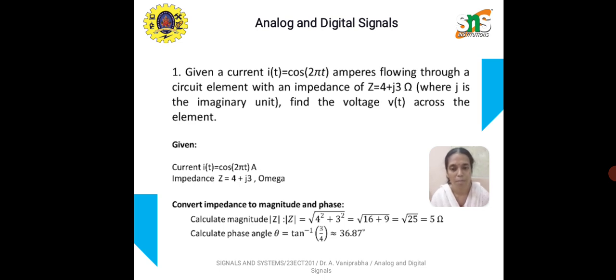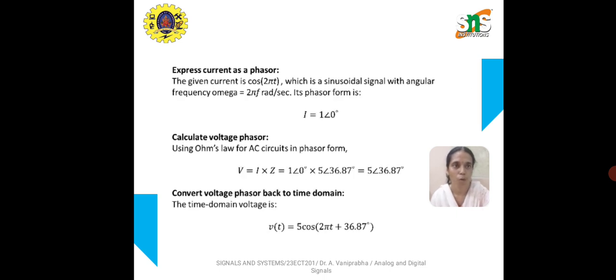If the complex number Z is equal to A plus jB, the magnitude will be the square root of A square plus B square. So similarly, A is 4 and B is nothing but the coefficient of the imaginary portion, 3. So 4 square plus 3 square, the whole root, is equal to the square root of 16 plus 9, which is equal to the square root of 25, and the magnitude is 5. Whereas the phase angle theta is equal to tan inverse of B by A. B is 3, whereas A is 4. Therefore, it gives an angle of 36.87 degrees.